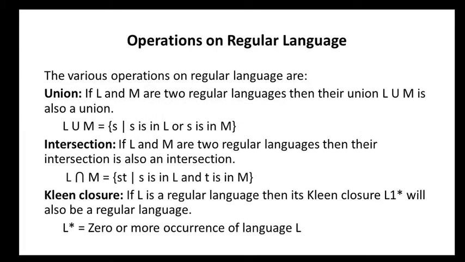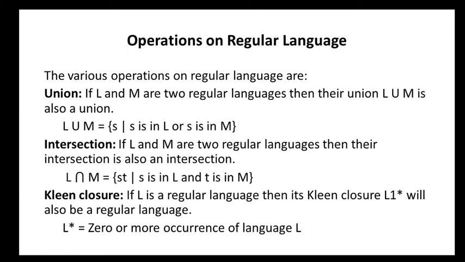Operations on regular languages. The various operations on regular languages are, first, the union operation. If L and M are two regular languages, then their union, L union M, is also a regular language. For example, L union M is equal to S, where S is in L or S is in M.